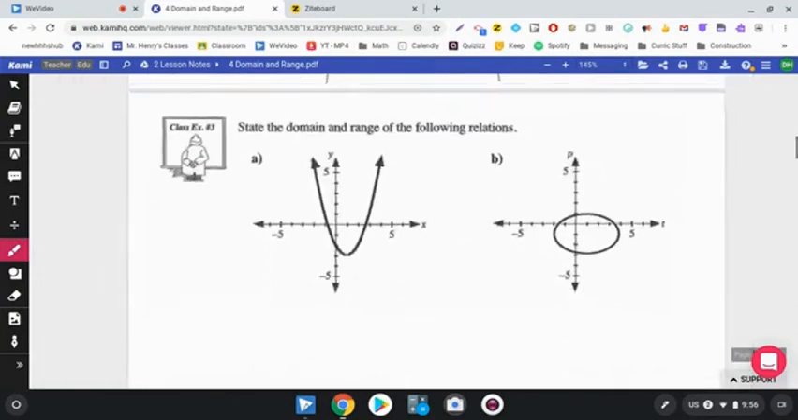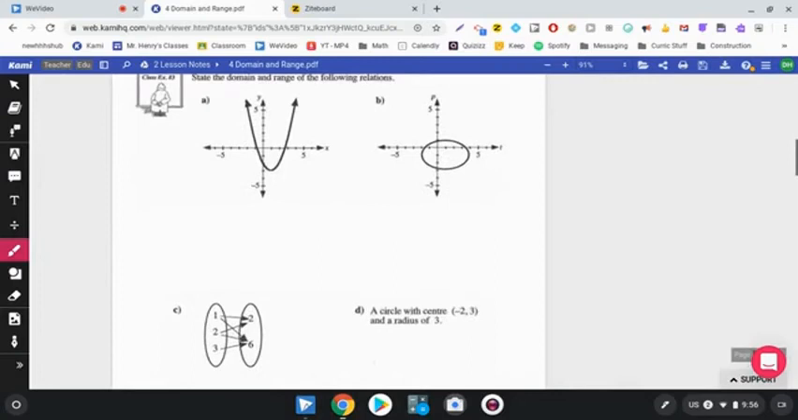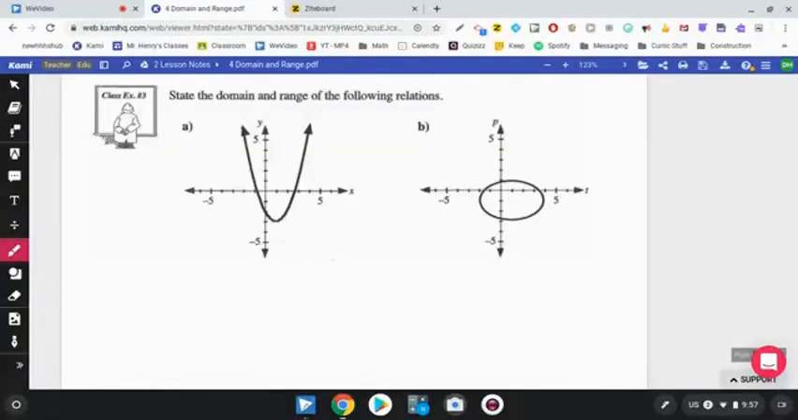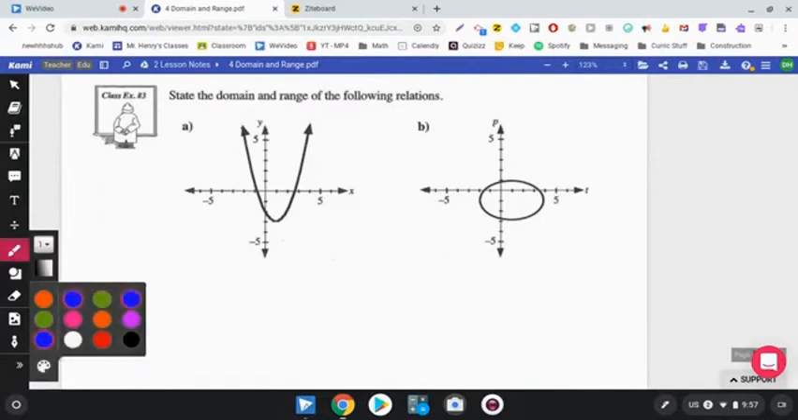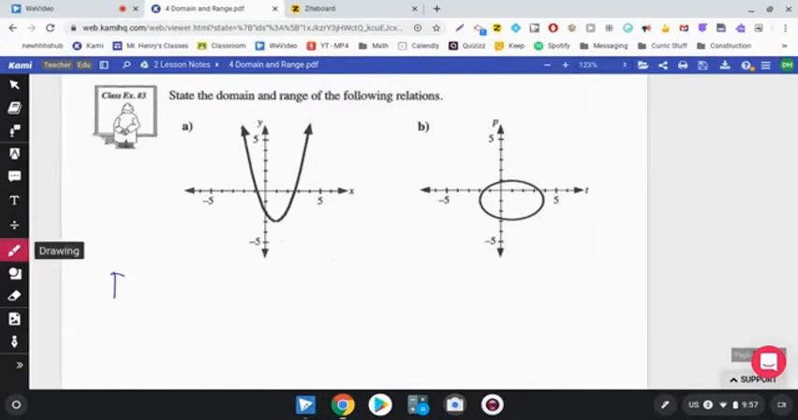It says state the domain and range of the following relations. This is where I'd actually challenge you to pause the video and try all 4 of these ahead of me, and then I'll jump in and do them. 1 hour later. Okay, so hopefully you tried these domain and range ahead of me. I'm going to go through and tackle them all one by one, and hopefully we're able to get the same answer. So first one, it's like a U.